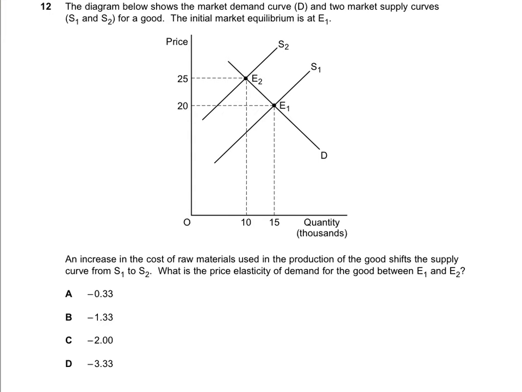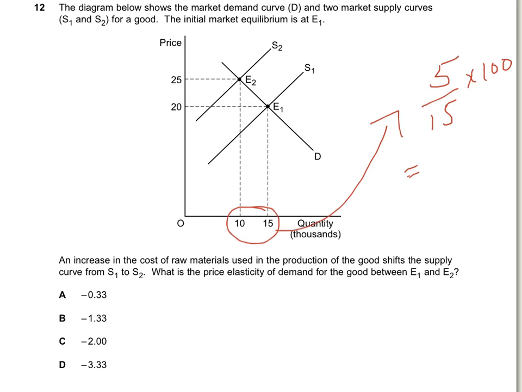12 is a lovely test of both numeracy and your ability to apply knowledge. In this instance, applying price elasticity of demand to the data that you've got over here. First of all, I'm calculating the percentage change in quantity demanded on the x-axis down here. So it's 5 as the difference over the starting point, which was 15, which gives me a percentage change in quantity demanded of 33.3%.